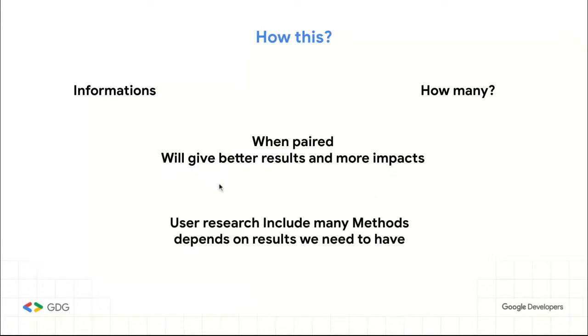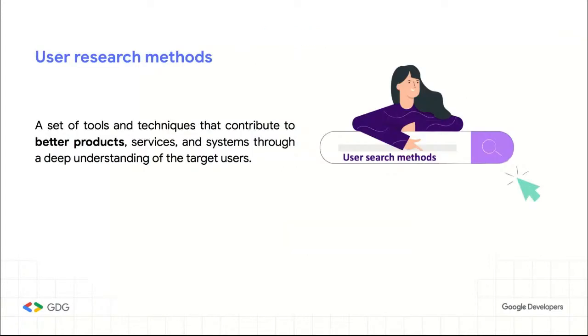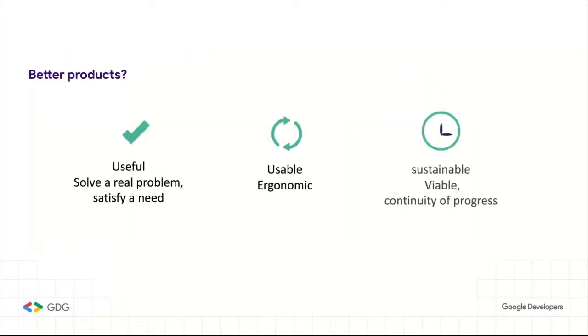User research actually includes many methods, depending on the results we need to have. So we are going to go through user research methods, which is a set of tools and techniques that contribute to better products, services, and systems through a deep understanding of the target user.